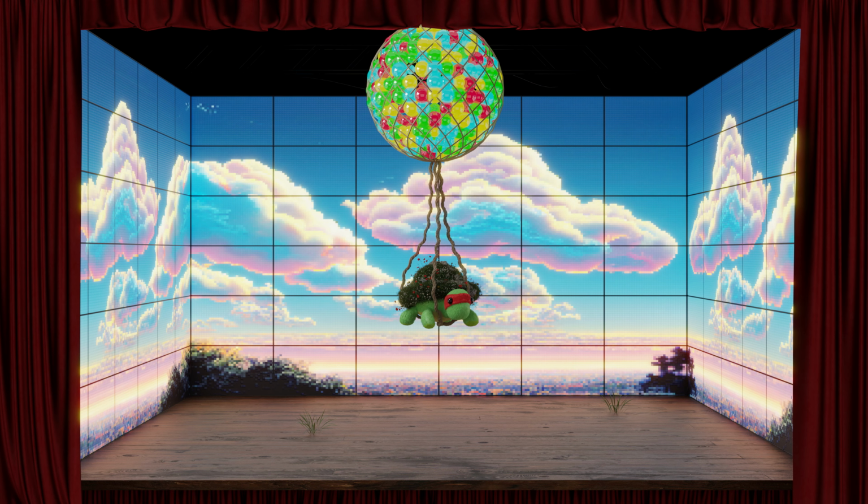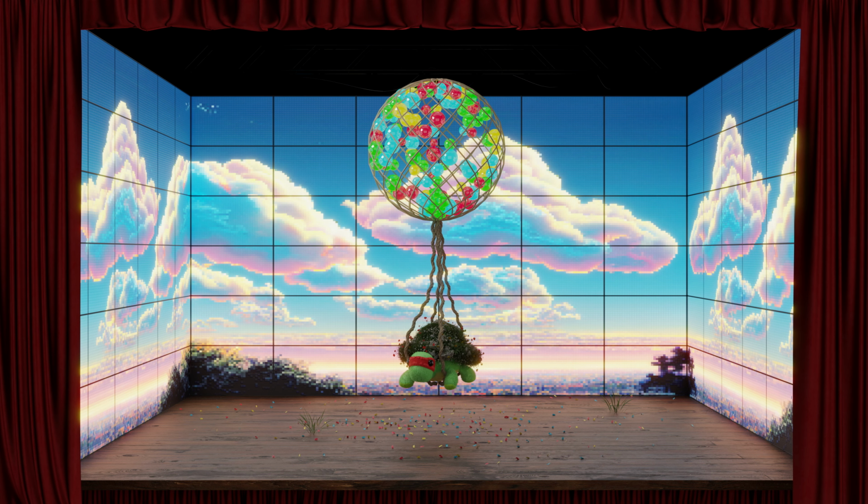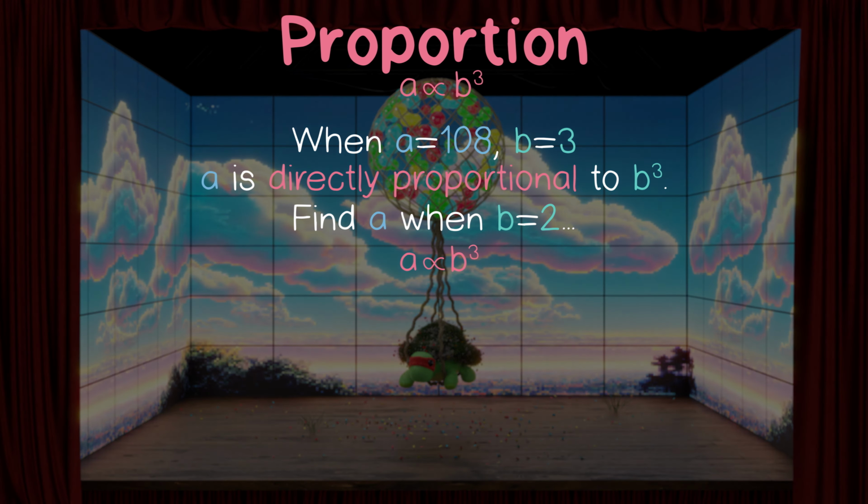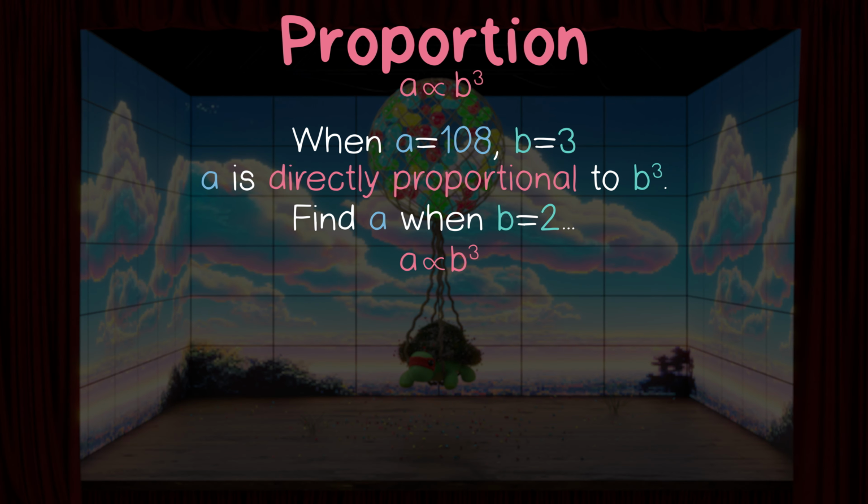Here, the more balloons we pop in A, the more our turtle drops in feet, B. A is directly proportional to B cubed. The number of balloons we popped, A, was 108, and our turtle fell 3 feet. How many balloons would we need to have popped to see him fall 2 feet?